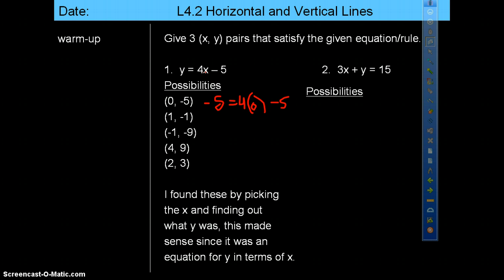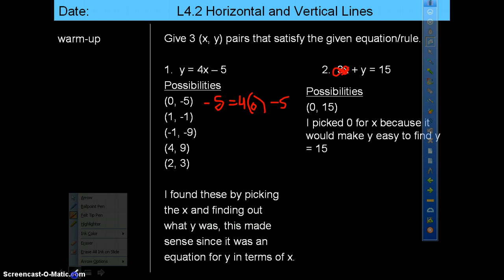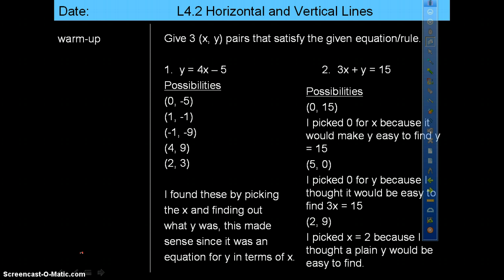Some possibilities for the second equation are (0, 15). In this case, I picked an x of 0 because if x was 0, then very quickly I knew that this whole term was 0, and so y must have been equal to 15. If we take a look here, I wanted to find another point on this line, and I got the point (5, 0).